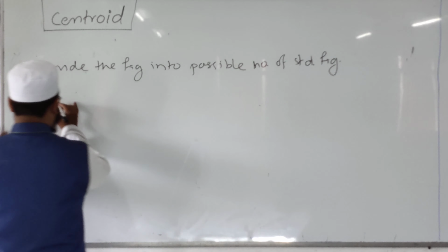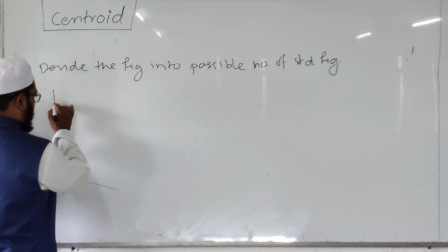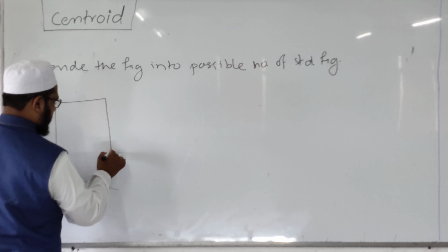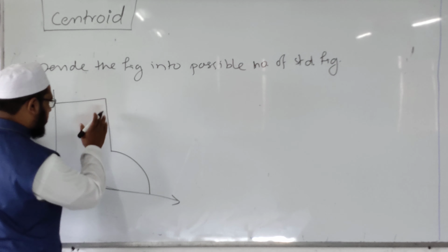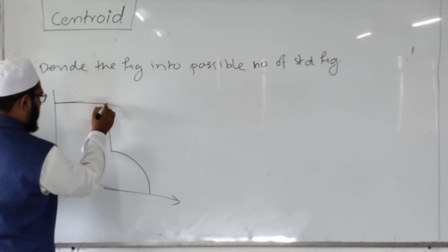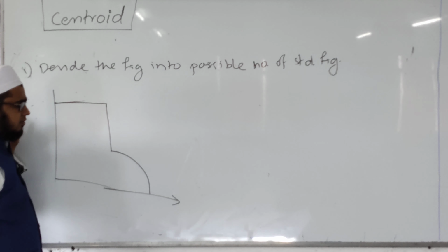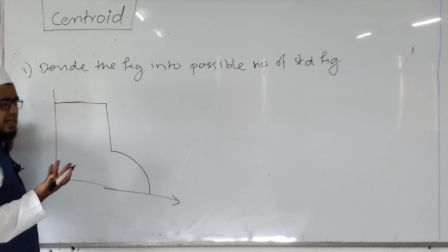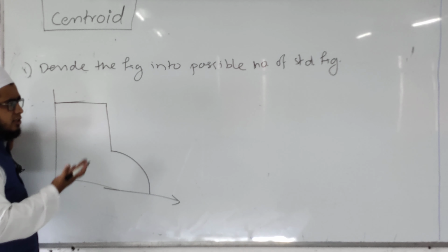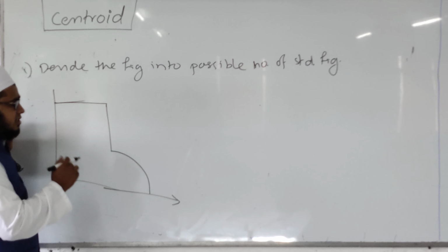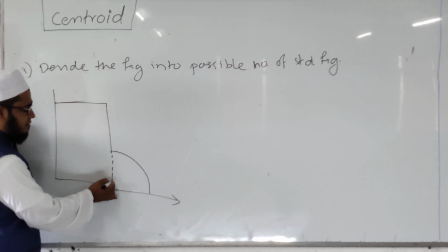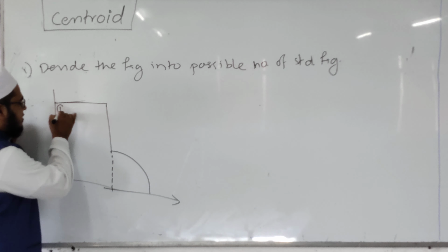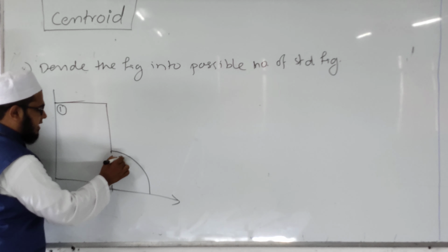For example, that is the figure. It is an irregular figure directly. I don't know what geometric center I need to find. That is the first step. Divide this given figure into standard figures. Means I will divide this figure with dotted lines. The first is a rectangle and the second is a quadrilateral.